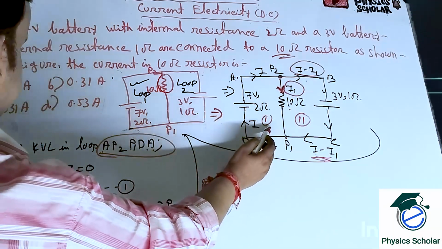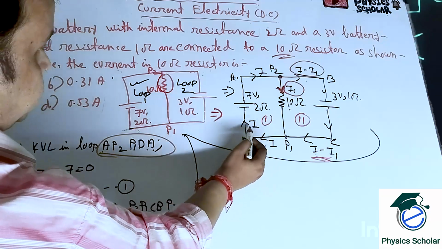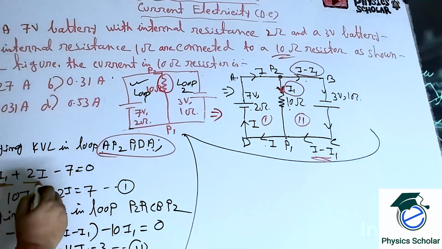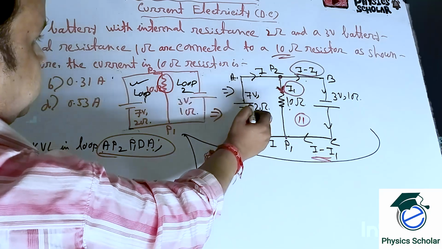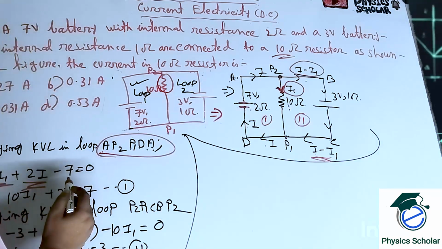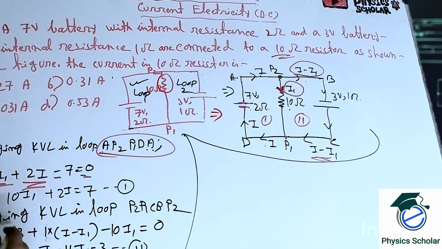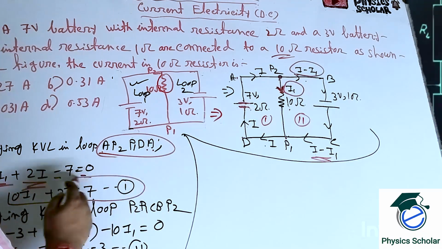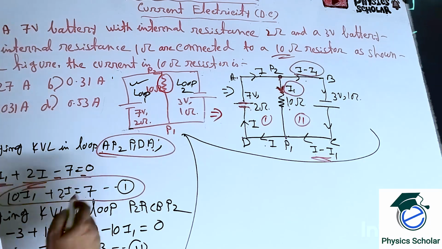Then again, same direction, so 2 into I. Then here it is 7 volt, so minus 7 is equal to 0. From this we get the equation 10 I1 plus 2I is equal to 7.